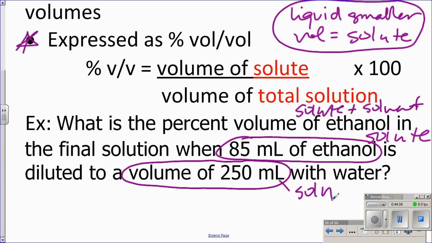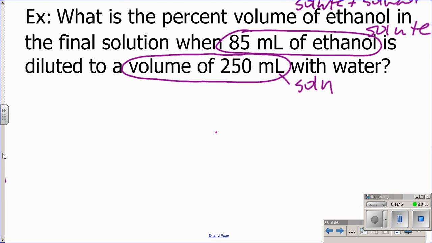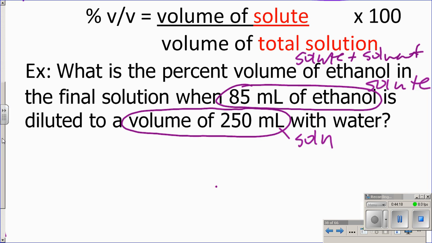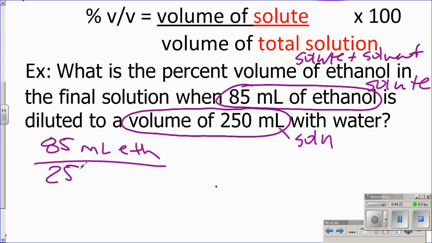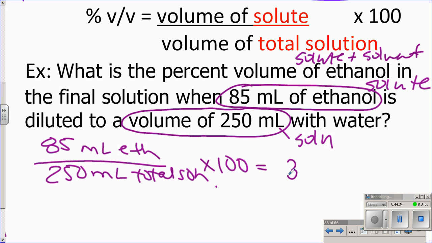Sometimes I'll tell you just solvent and you have to add. So please tell me we are all good. How do you solve this one? Divide and multiply by 100. Good. Okay, so 85 mils of ethanol over 250 mils total solution times 100. What's the percent? 34? 34%. Cool. Ethanol.